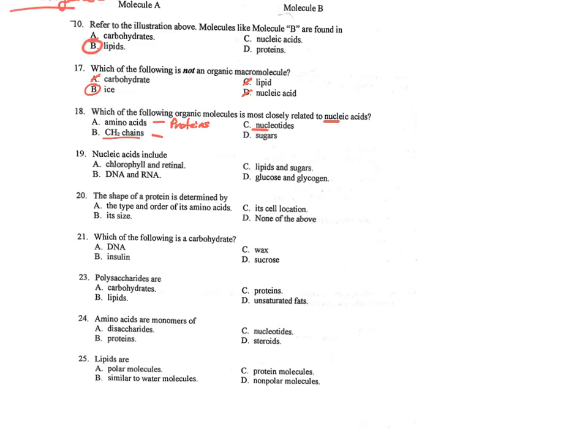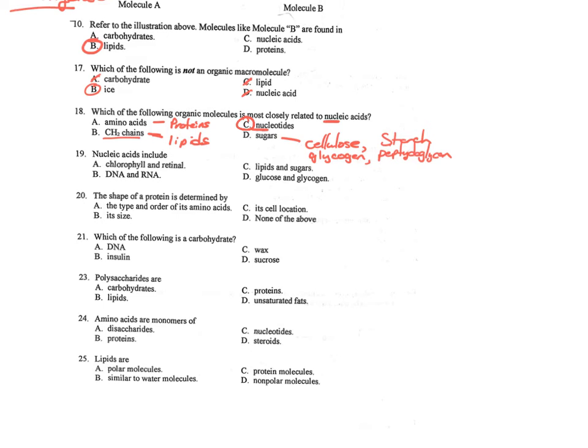Carbon hydrogen chains, that's lipids. And a polymer of sugars is, well, we already talked about it, but let's list them again to remind ourselves: cellulose, glycogen, peptidoglycan, starch. All these are polymers of sugars. So nucleic acids, obviously nucleotides, are the monomers of DNA and RNA. So yes, C is the answer.